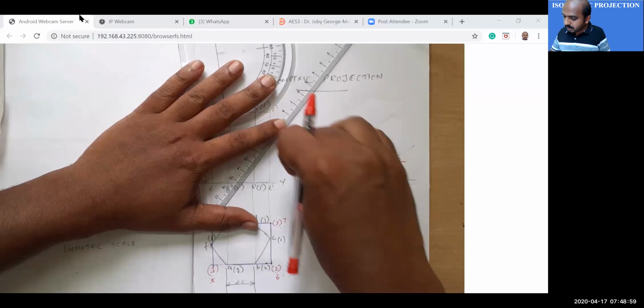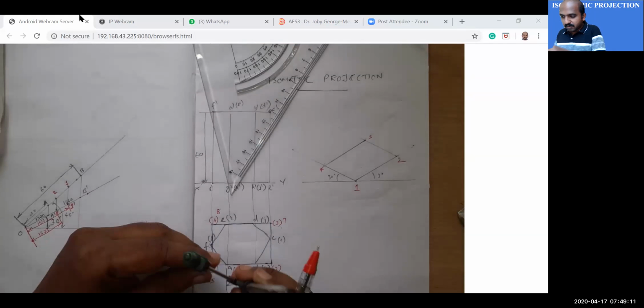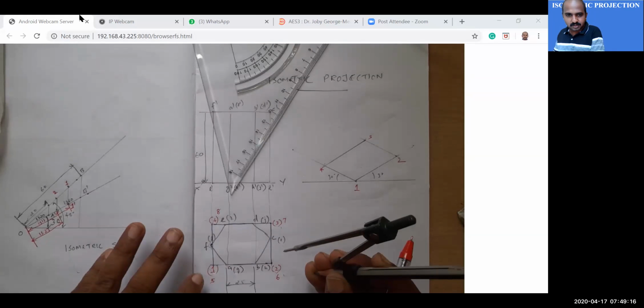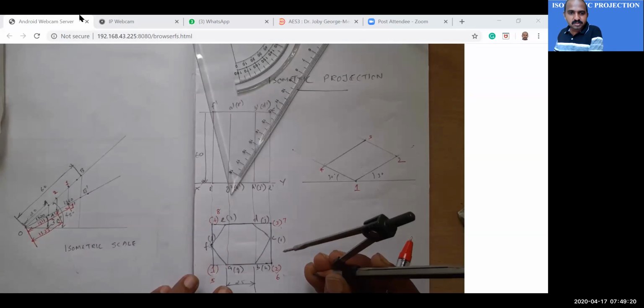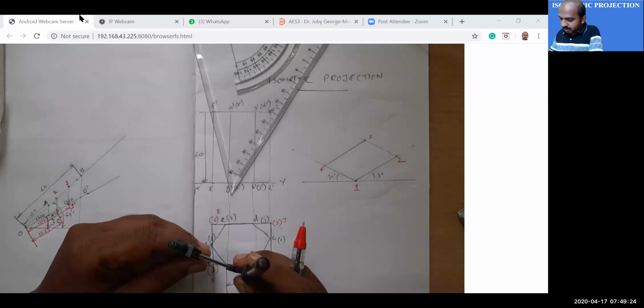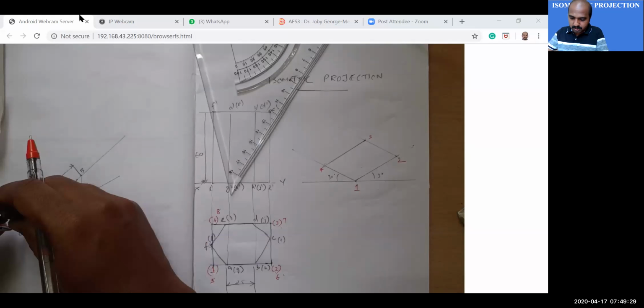So now we have completed the bottom only. Which is the next one? The next dimension is 1 to A. Whatever dimensions are present in the orthographic projection, you convert into isometric. So you measure 1 to A and mark it on the isometric scale.